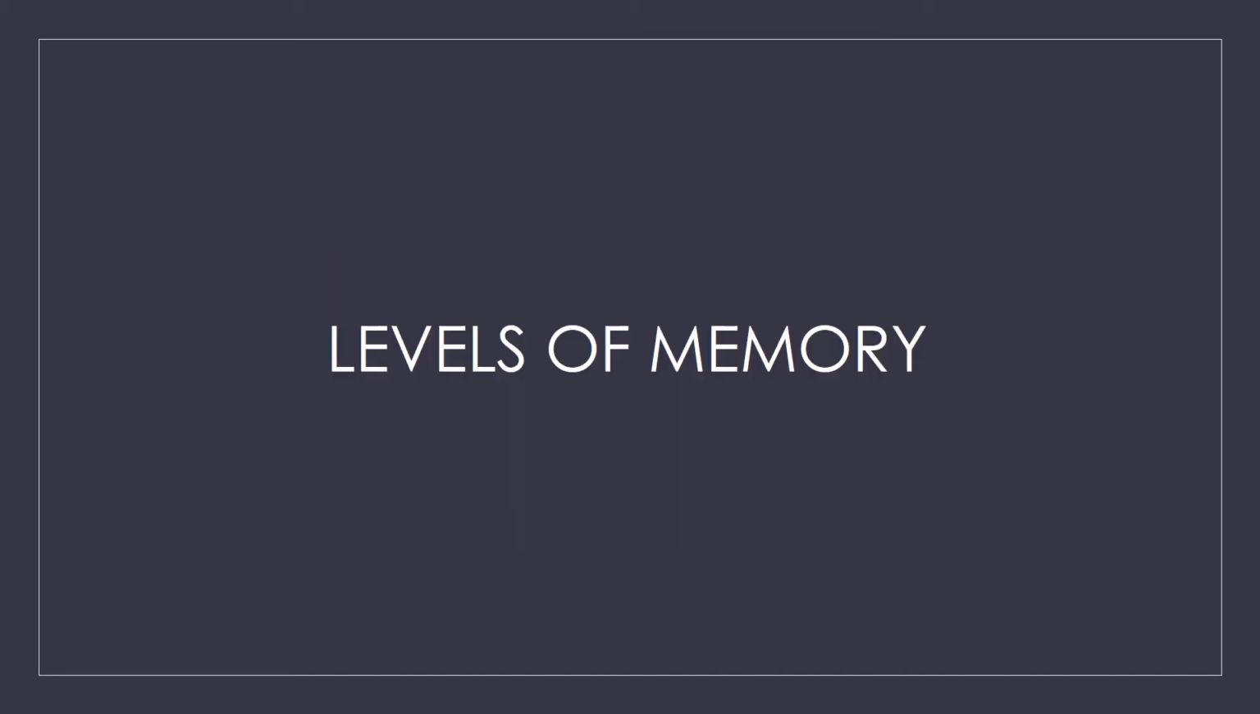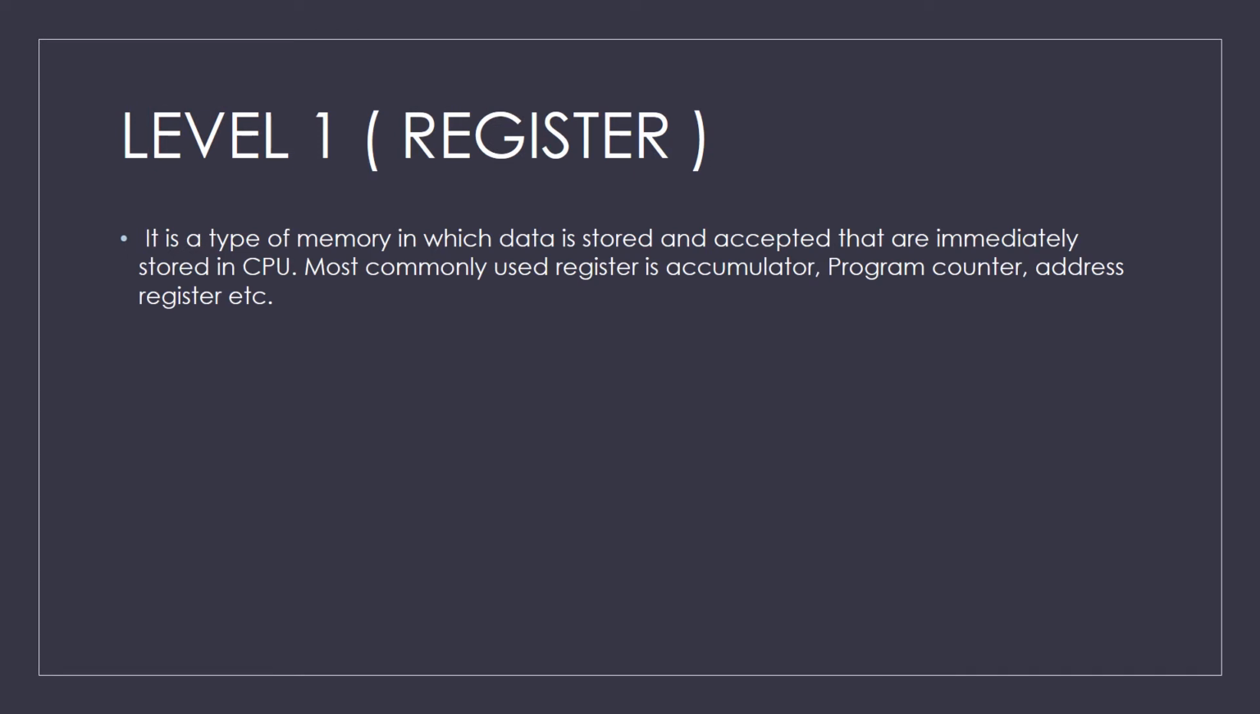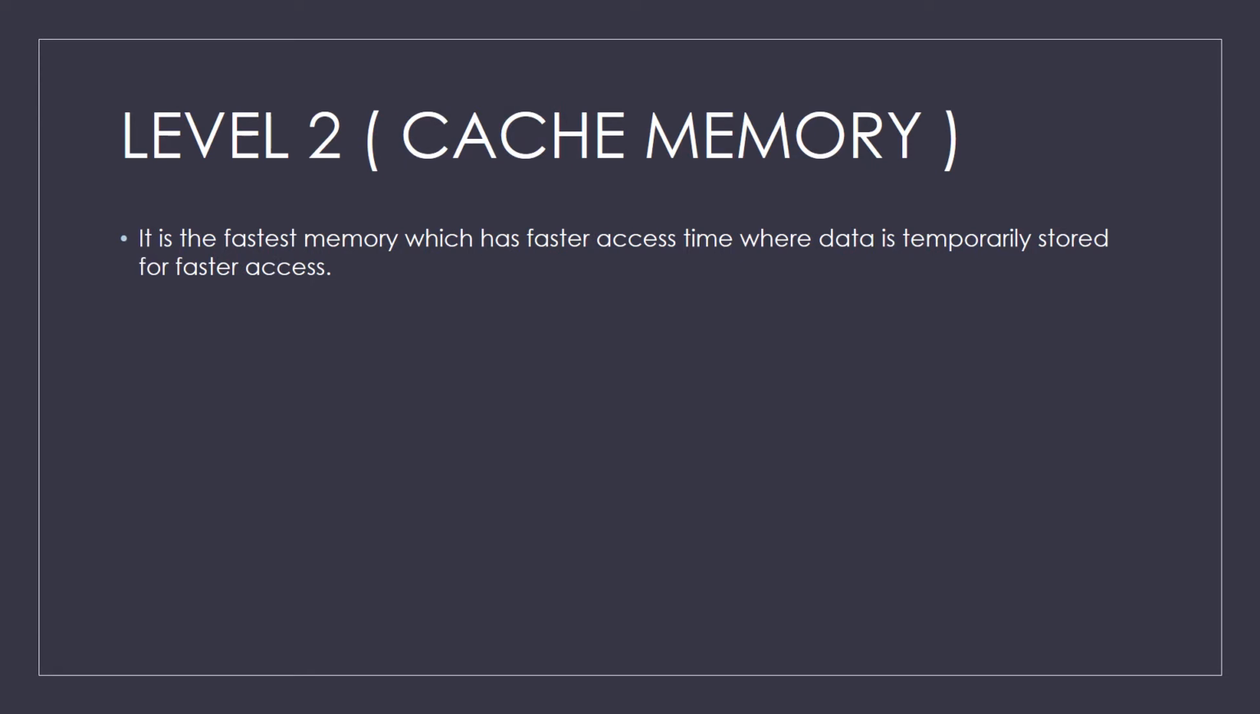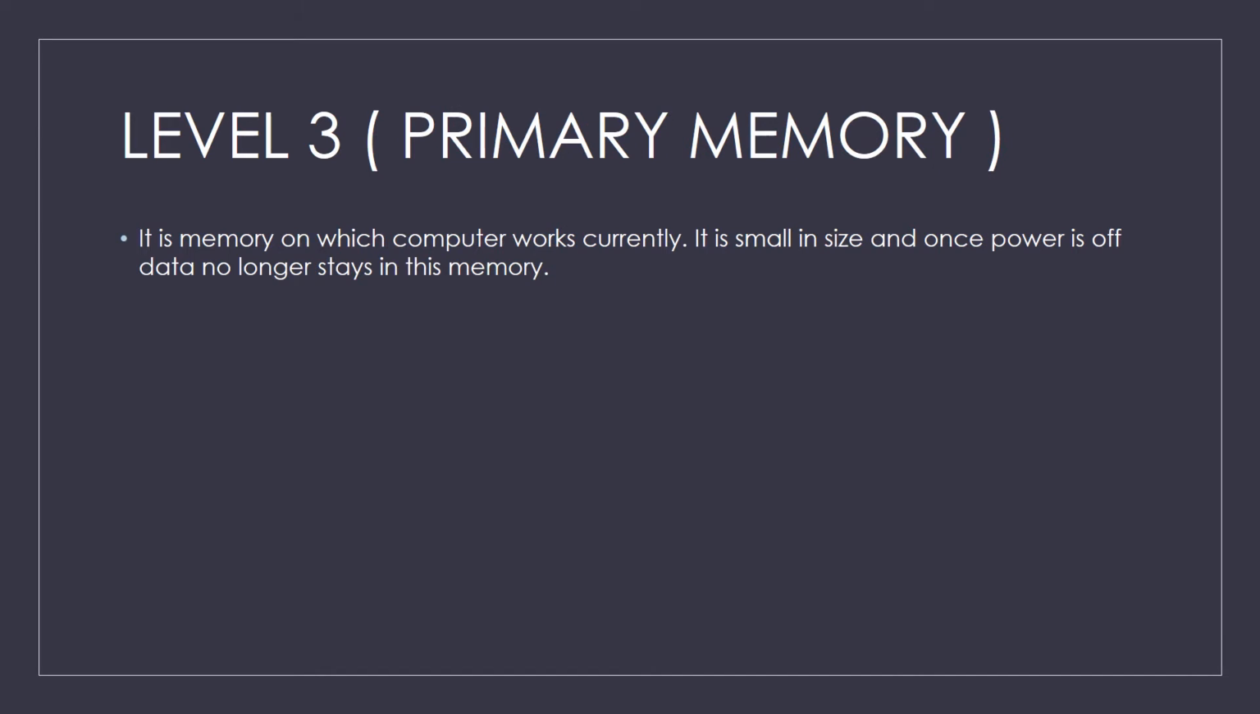Levels of memory. Level 1, register. It is a type of memory in which data is stored and accepted that are immediately stored in the CPU. The most commonly used registers are the accumulator, program counter, address register, and so on. Level 2, cache memory. It is the fastest memory, which has faster access time, where data is temporarily stored for faster access. Level 3, primary memory.